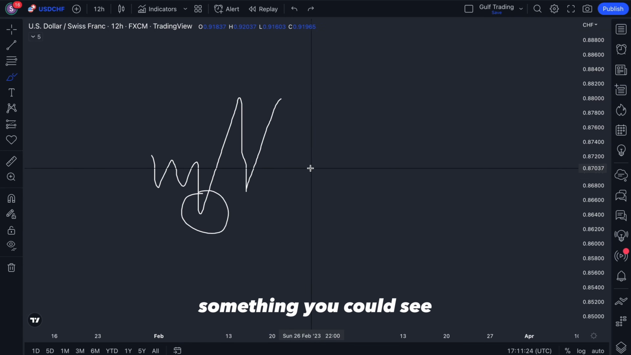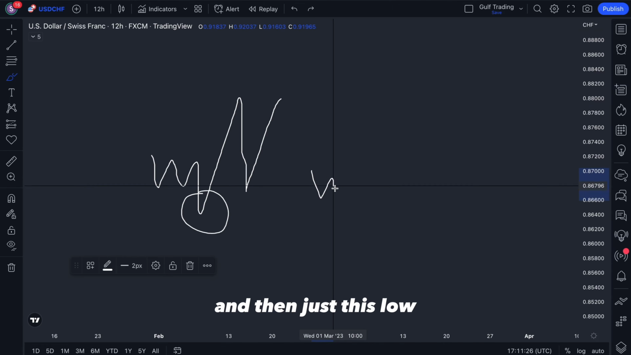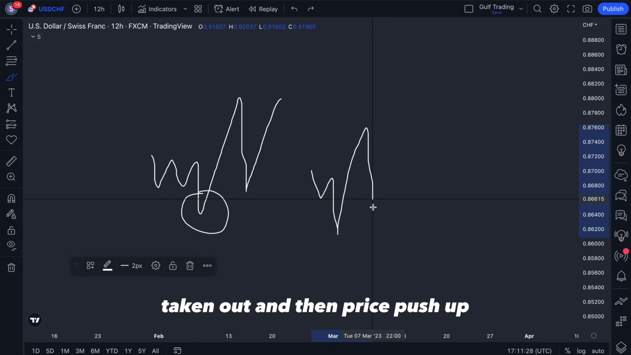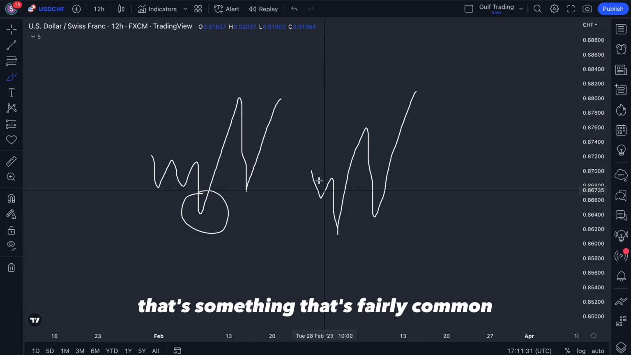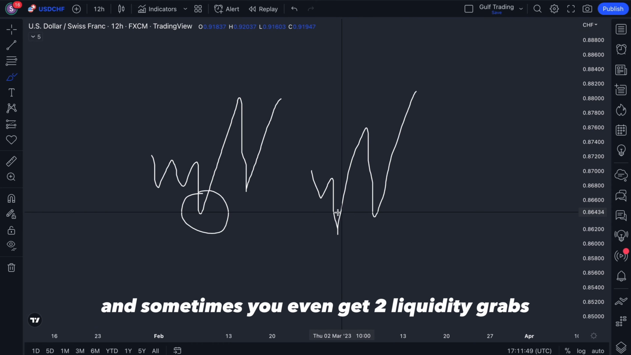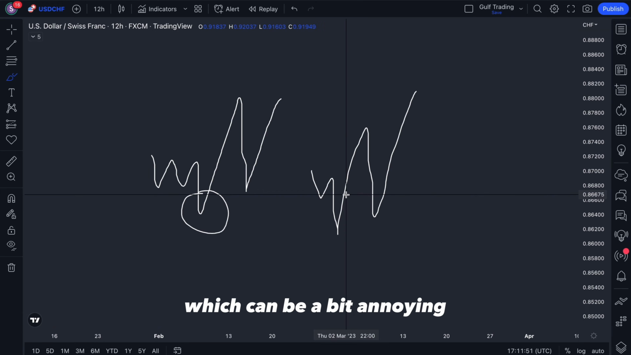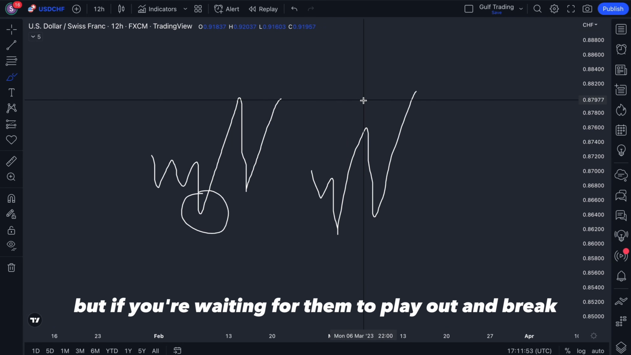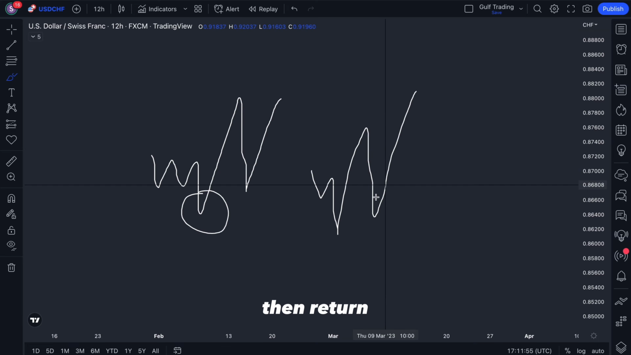Something you could see is a low formed, and then just this low taken out, and then price push up, back to the zone, and then take off again. That's something that's fairly common. And sometimes you even get two liquidity grabs, which can be a bit annoying, but if you're waiting for them to play out and break structure in the other direction to then return, then it shouldn't be a problem.